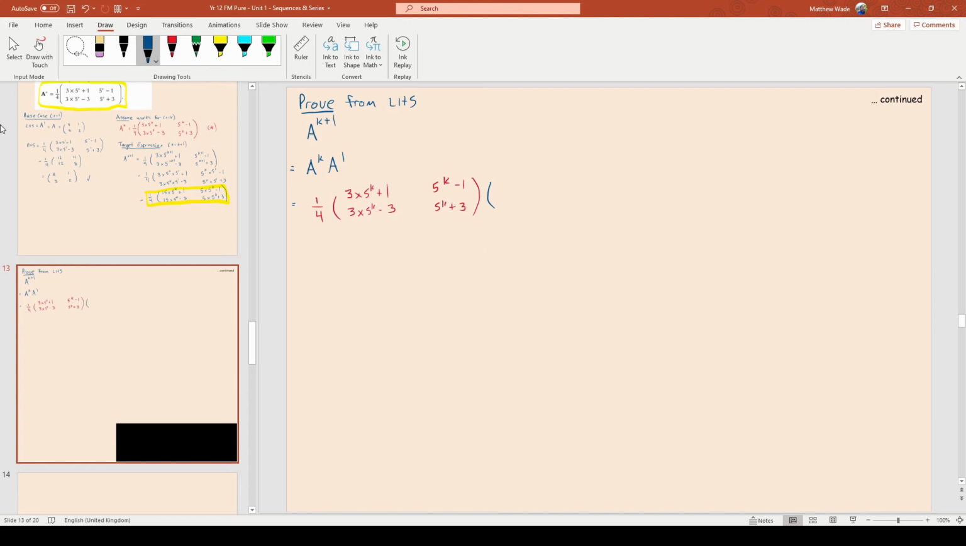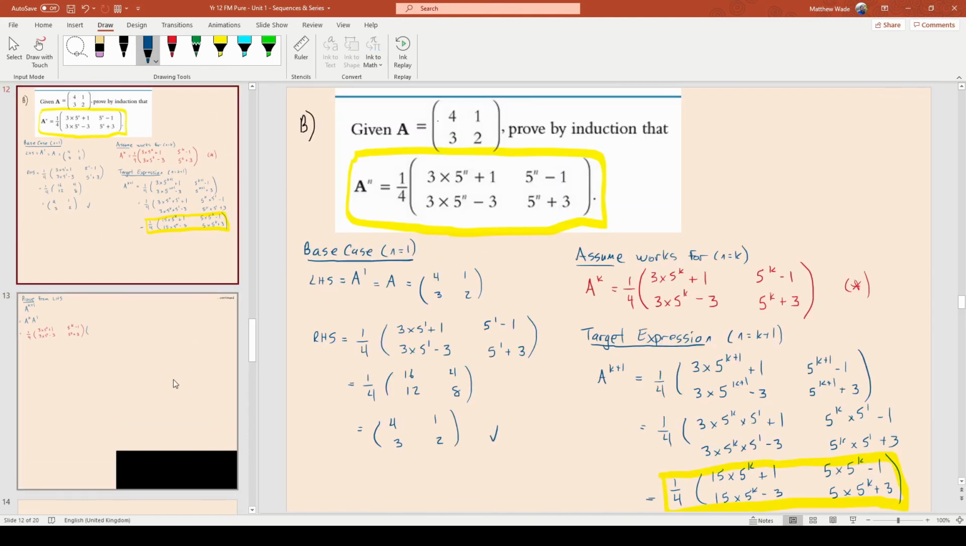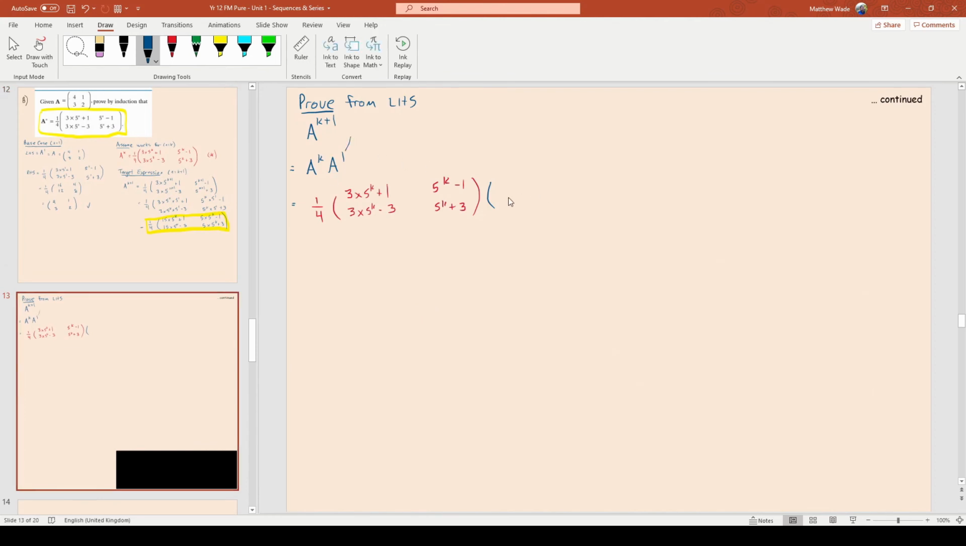We also knew that a itself was 4132. And you do have to say in this case from assumption, because we did use the red, didn't we?